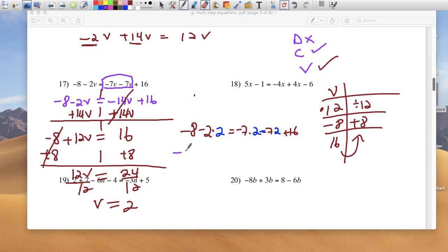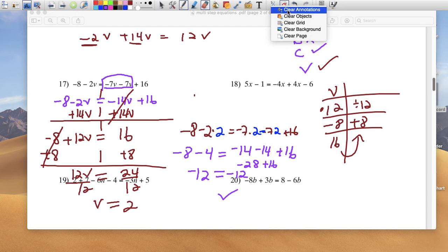So on the left side, it's negative 8, and negative 2 times 2 is negative 4. Negative 8 times minus negative 4 is negative 12. That's done. On the right side, you have negative 7 times 2. Now I'm going to do this slowly. Negative 14. Minus 7 times 2, which is also 14. And then the plus 16. Negative 14 and negative 14 is negative 28, which I'm going to add positive 16. And negative 28 plus 16 is negative 12. And this is also good.